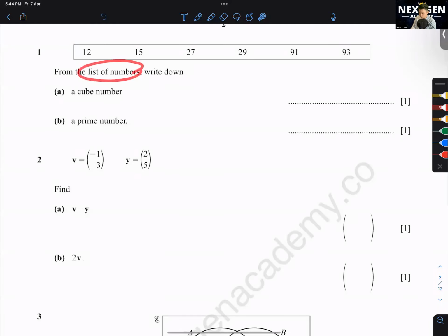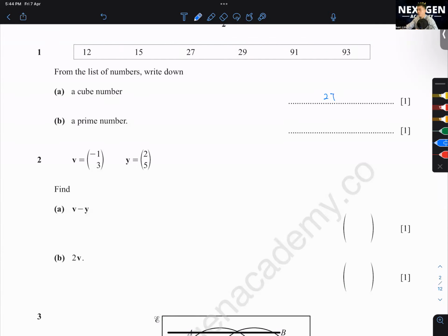From the list of numbers, write down a cube number. What's a cube number? The easy way to do it is you just cube root all of these values. So you see, you cube root 27, you'll get 3.